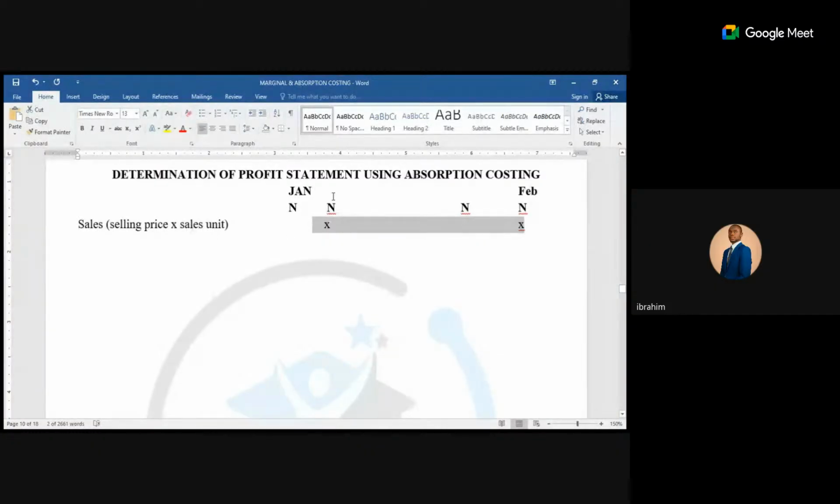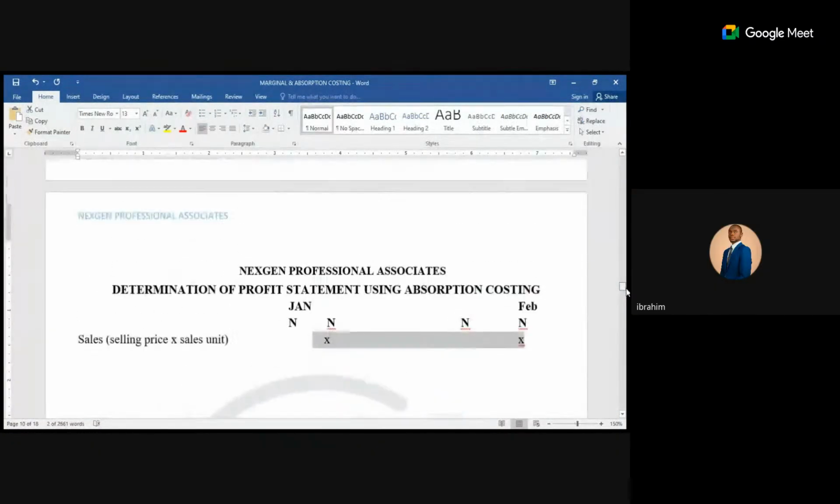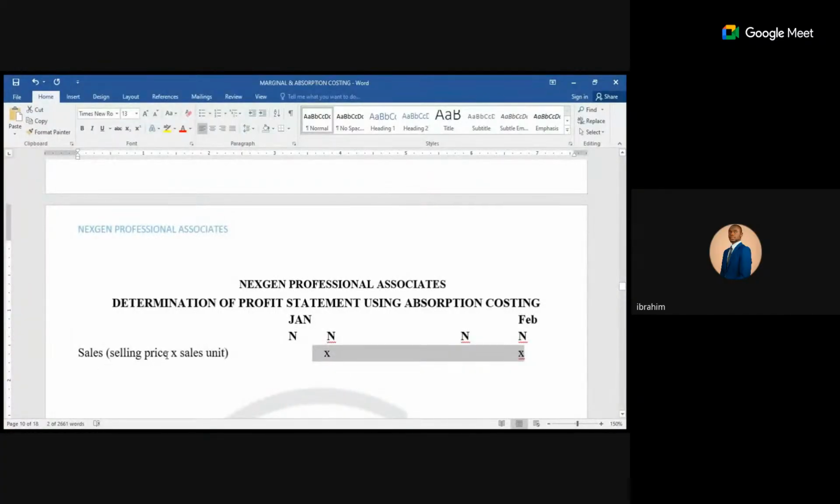So what is the selling price for January? What is the selling price given to us from the question? 45 naira. Selling price is 45 naira per unit. What is the sales unit? 7,000 units. So what do we have? 315,000 naira.